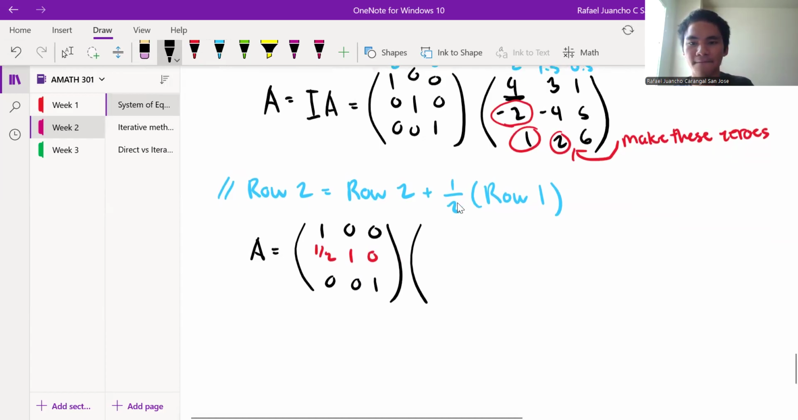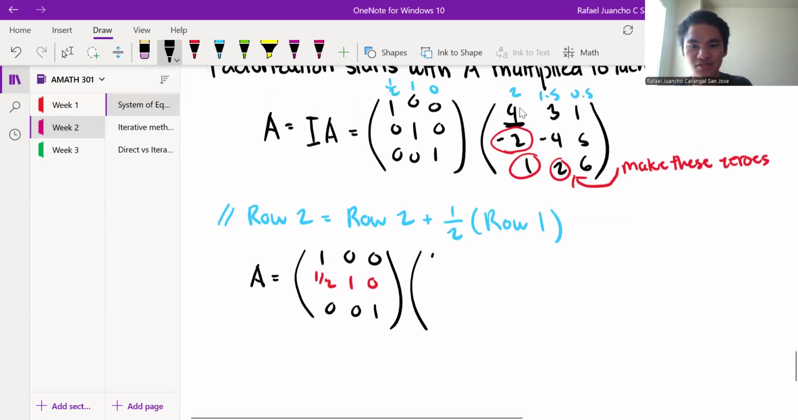Now I do this. So this one hasn't changed. 4, 3, 1. This is the one that changes. So 2 minus 2 is 0. 1.5 minus 4, which is negative 2.5. And then 0.5 plus 5. Is that 5? Yeah. 0.5 plus 5, so it's 5.5, right? And this is still the same 1, 2, 6.